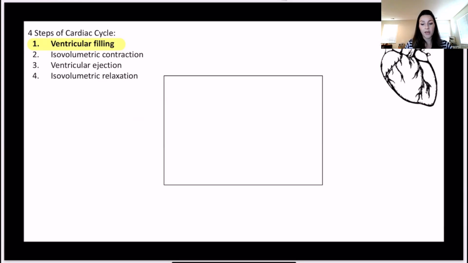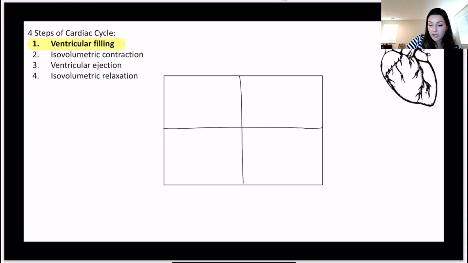And in our heart, we have 4 chambers. So I'm going to divide that box into 4 chambers. We have the top chambers and the bottom chambers. So we have the right atrium, the left atrium, the right ventricle, and then the left ventricle. That's the bottom chambers, the ventricles. And then we have to remember that stuff enters and leaves all of these chambers.